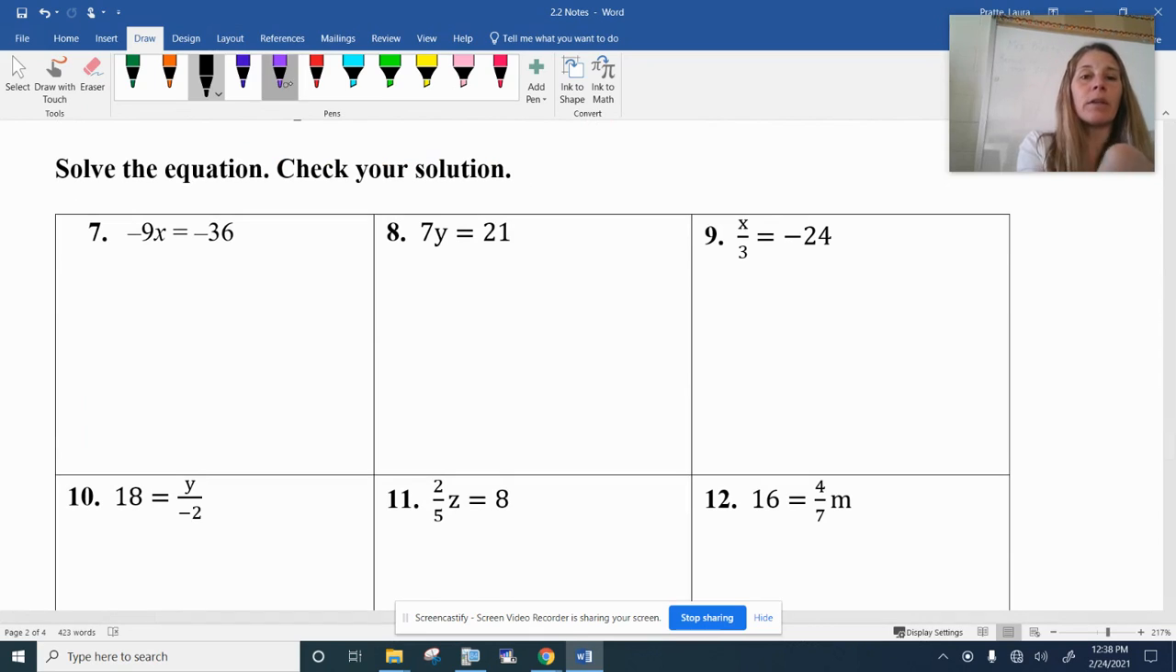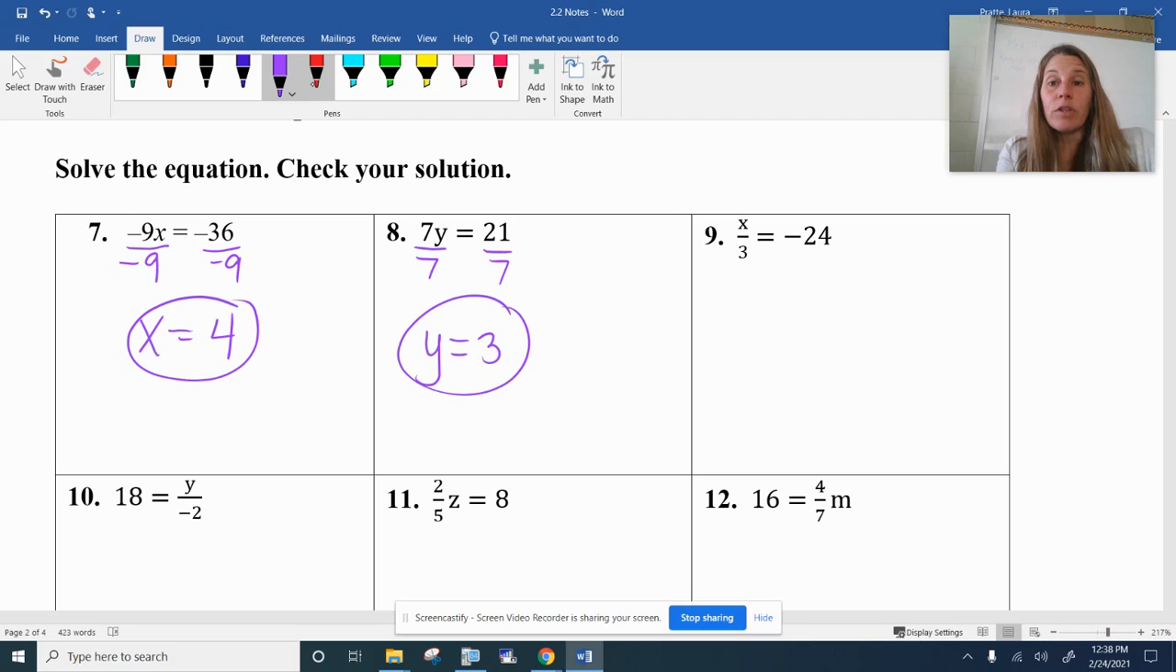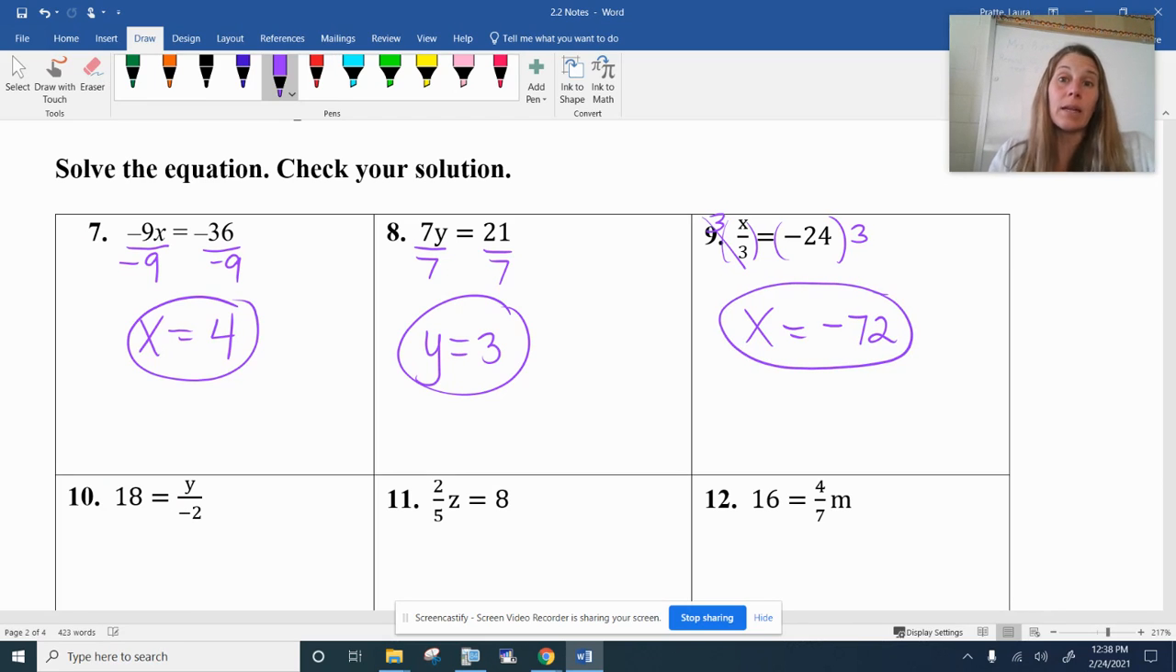Okay, so number 7, we're going to use the division property here, dividing by a negative 9. So just make sure whatever sign is on that number stays with it. Negative divided by negative is a positive 4 here. Number 8, we're going to divide by 7, leaving us with y equals 3. Now number 9 is a division problem, so I'm going to multiply by that 3 on both sides, leaving me with x equals, and I believe that that's 72, and of course it's a negative 72.